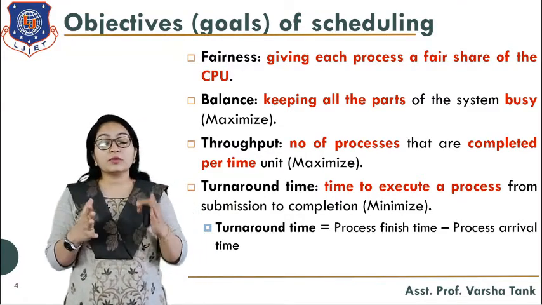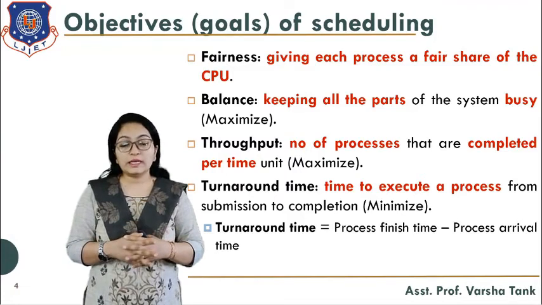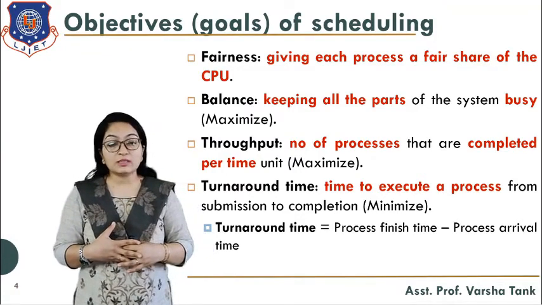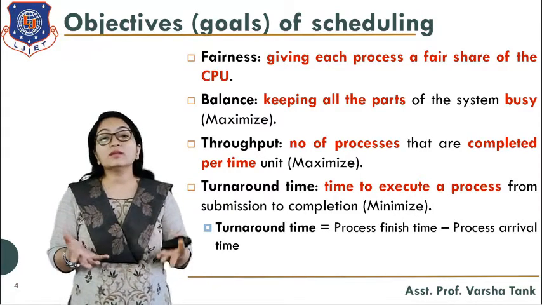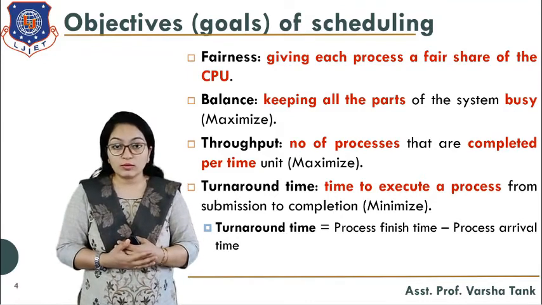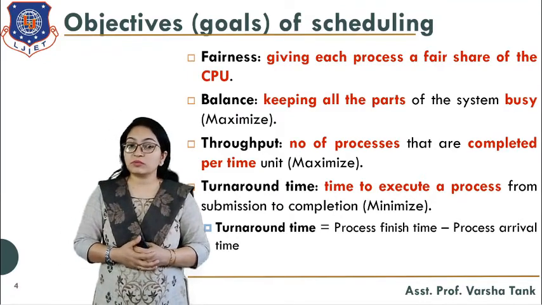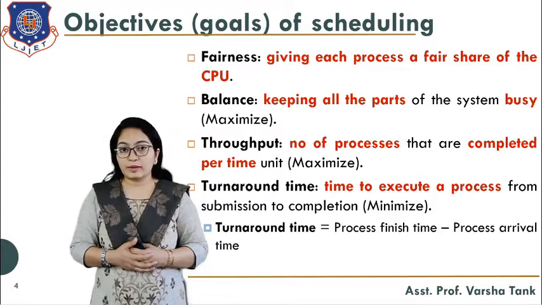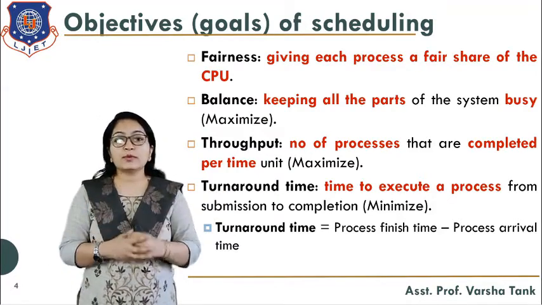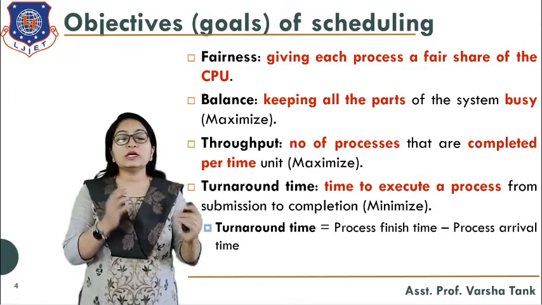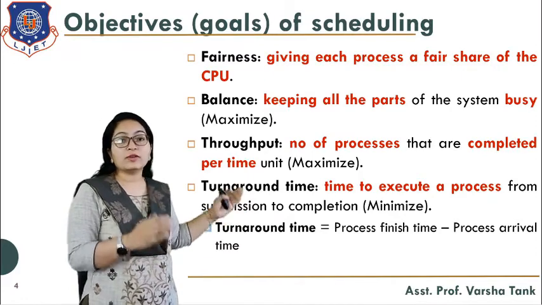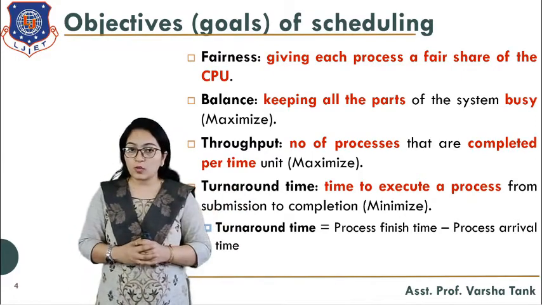That means if the process needs 3 seconds for execution and its turnaround time is 10 seconds, then this turnaround time is more. That means the process has to wait more, so the process will suffer from starvation. So this cannot be allowed to happen. Turnaround time is the time to execute a process from submission to completion. The scheduling algorithm will always try to minimize this turnaround time.